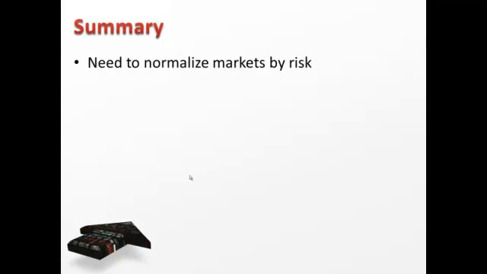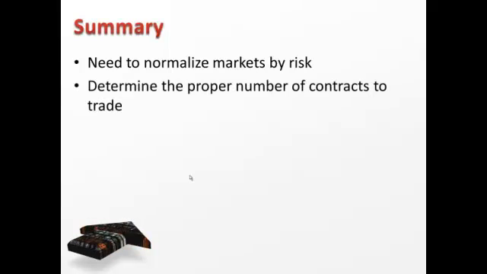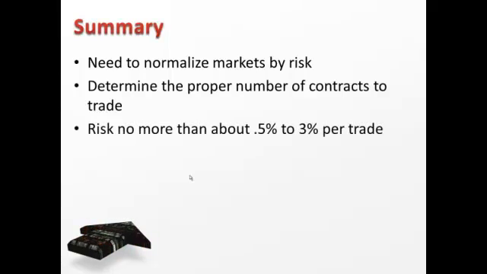In summary, let's look at the points that we went over. We talked about the fact that we need to normalize the risk per market, that all markets are not created equal. You've got some contracts that move around thousands a day and some contracts that move around hundreds of dollars per day, and you need a way to normalize that so that each market is treated as an equal. And once we determine the proper number of contracts to trade, then everything is normalized and equalized. At that point, we want to make sure to risk no more than about 0.5%, maybe up to a maximum of about 3% of the equity per trade.